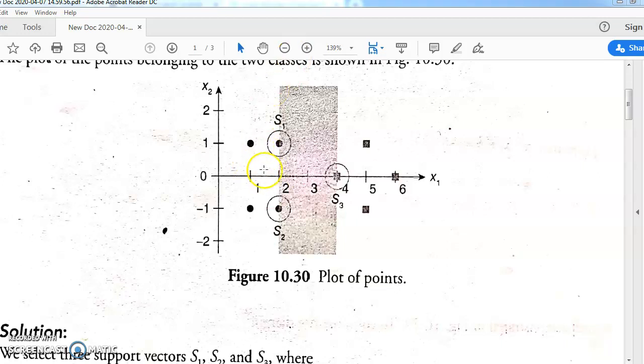Let's see. As these data points are far away from the hyperplane, they cannot be support vectors. Similarly, these data points are again far away from the hyperplane, as we can see that the hyperplane will be between 2 and 4. So take this point S1, which can act as a support vector for class 1. Similarly, S2 can act as a support vector for class 1. Here S3 will act as a support vector for class 2.